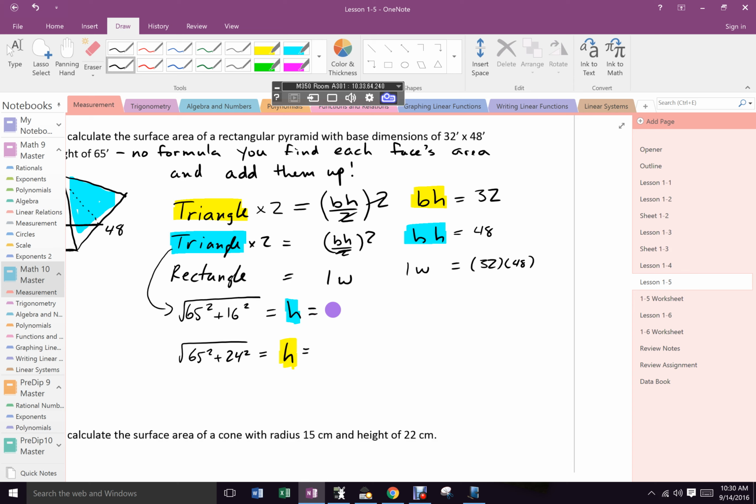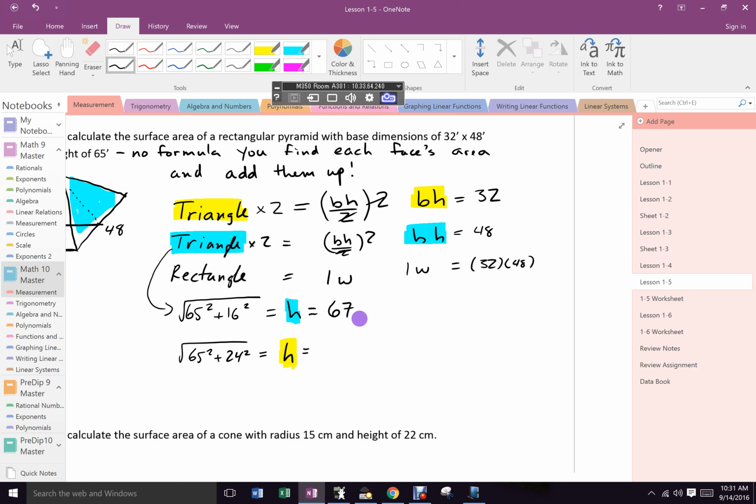It should be around 67-ish. 65 squared, 16 squared. 66.94. So what can we round that off to make me happy? 66.9? 67. So our blue h, we're going to say is 67. Is everyone cool with that? Is it really 67? No, but you've shown me work. I know you know what you're doing.